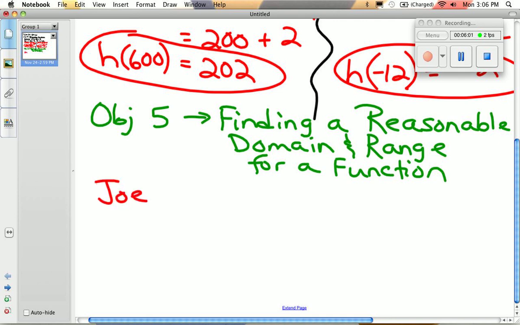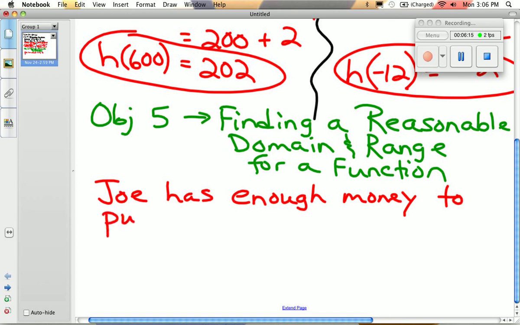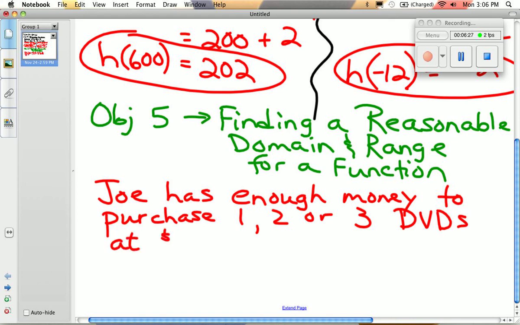Joe has enough money to purchase 1, 2, or 3 DVDs at $15 each.